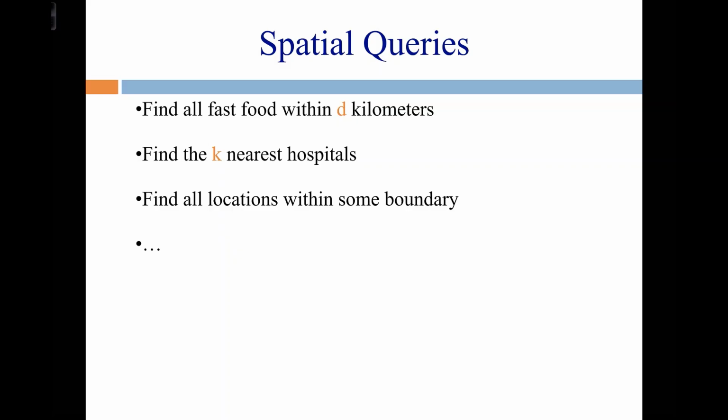Or you might want to find the K nearest somethings. Like find me the K nearest power distribution centers or hospitals or something, where K is some small integer. Or find all locations within some shape, some polygon, like a county. Like find all hospitals within county X, where the county is just some arbitrary polygon that makes up a shape.